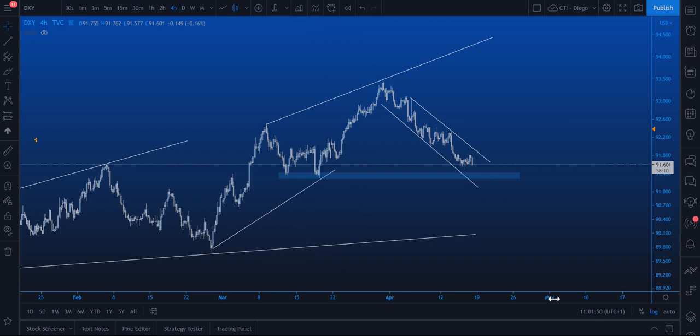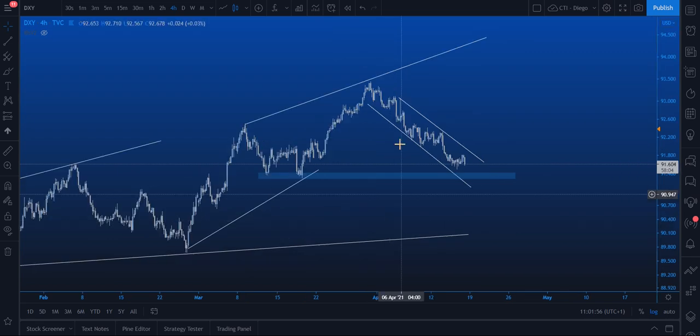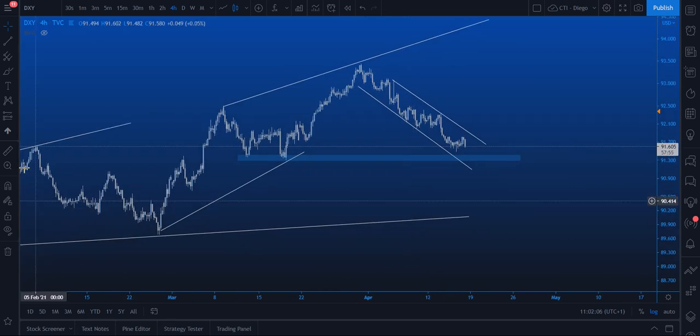So let's get started with the DXY. We can see that price is currently within this channel and it's approaching a potential double bottom area. Now we do have some compression. Now what I'm expecting, let me just get this.